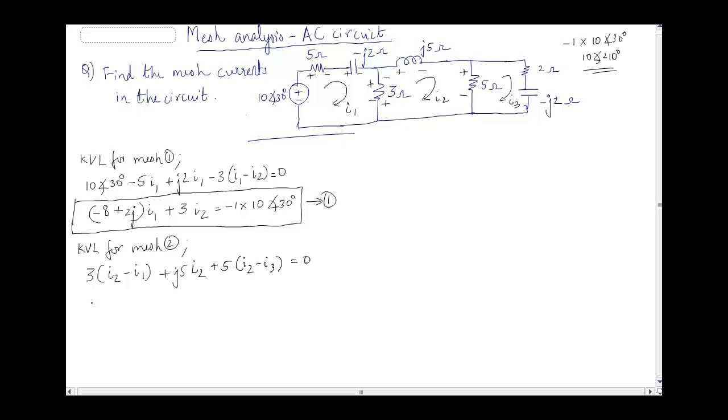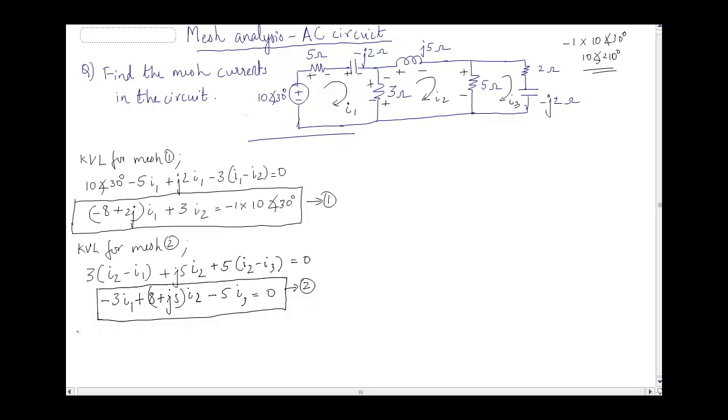If I'm going for rearranging it, I can see from I1 we are having minus 3 I1. For I2 I am having an imaginary component and two real values, so 3 plus 5, I will write plus 8 plus j5 I2, and then for the case of I3 only this one is there, so minus 5 I3 is equal to 0, and that completes the second equation which I have got from the second mesh. So I will write this equation as equation number 2.